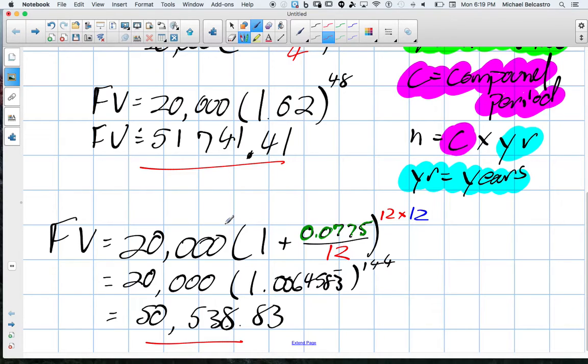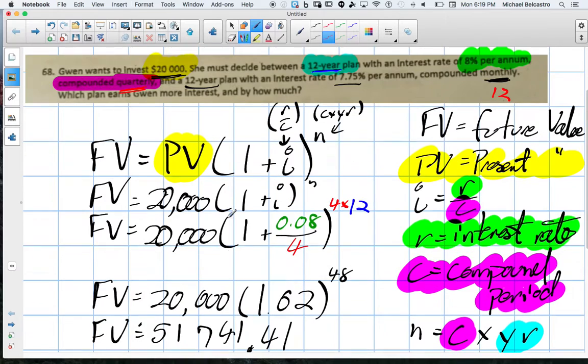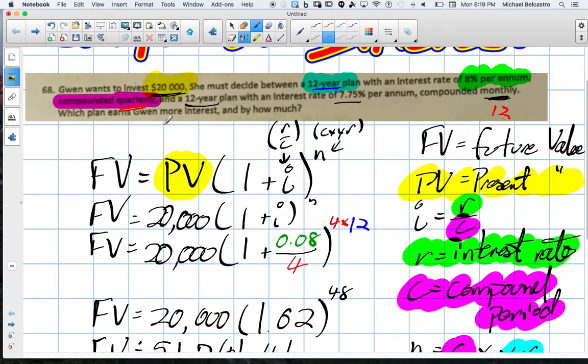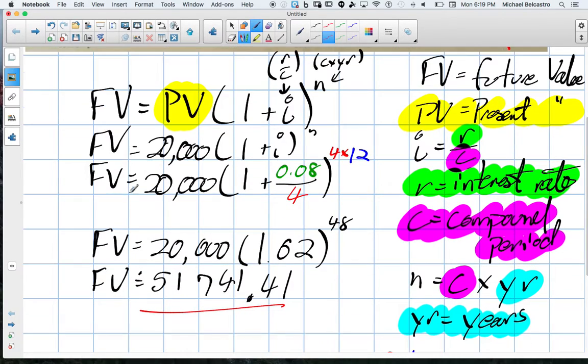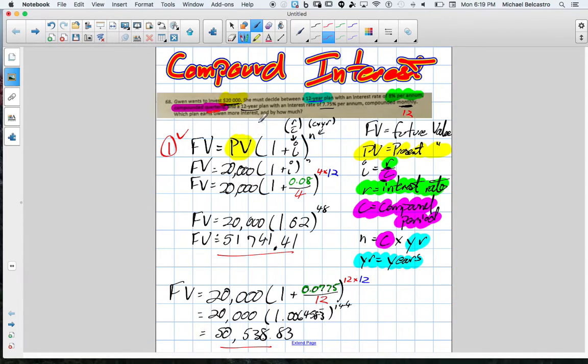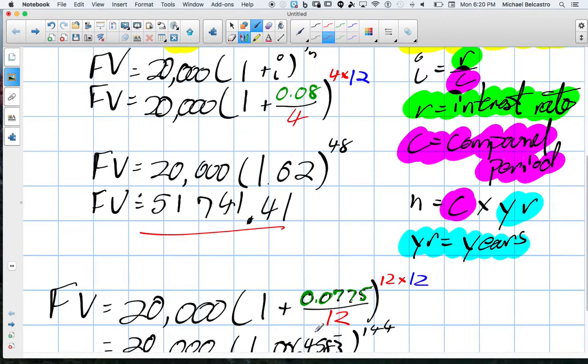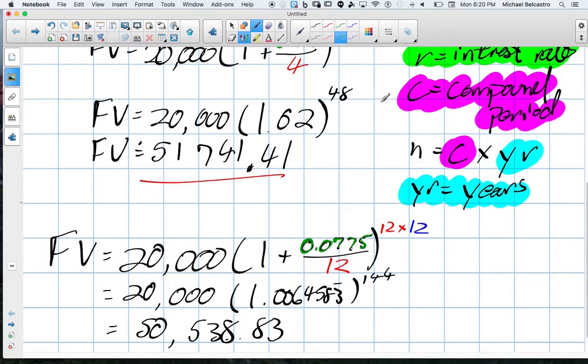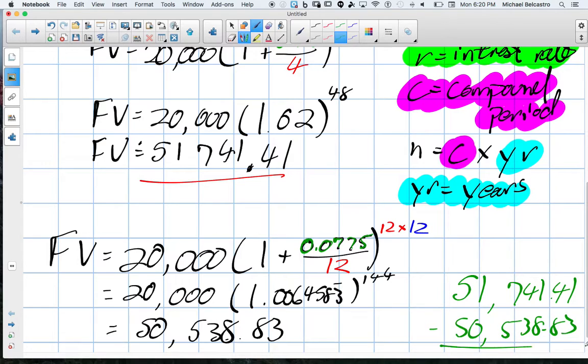They want to know, what was the last part of this question? Which plan earns Gwen more interest? So plan 1 is clearly the plan that's better between these two. And by how much? That's just a simple subtraction of these 2 values. I'll quickly do it. So by how much? We'll take green for money. 51,741.41 subtract 50,538.83.